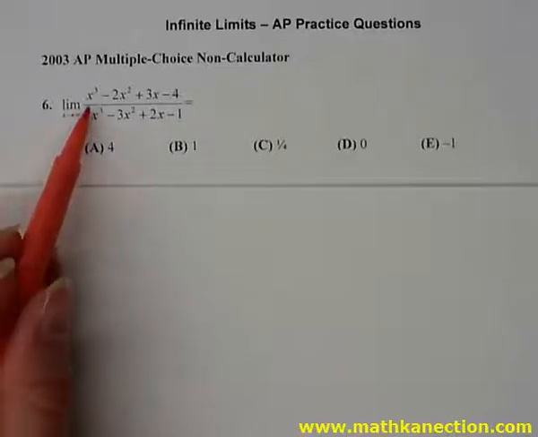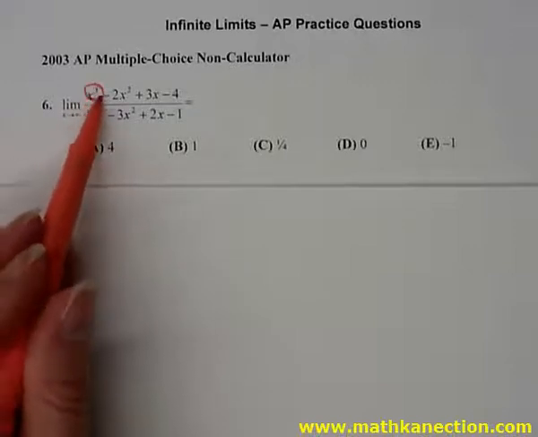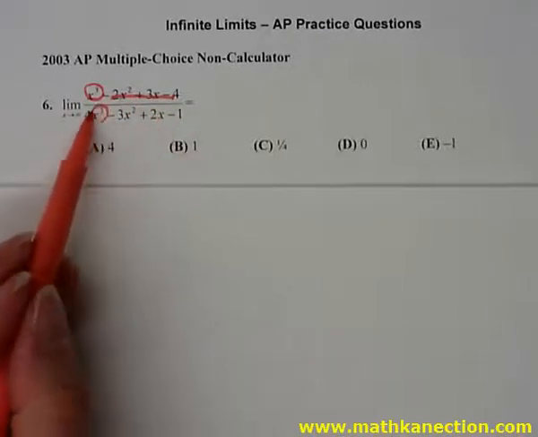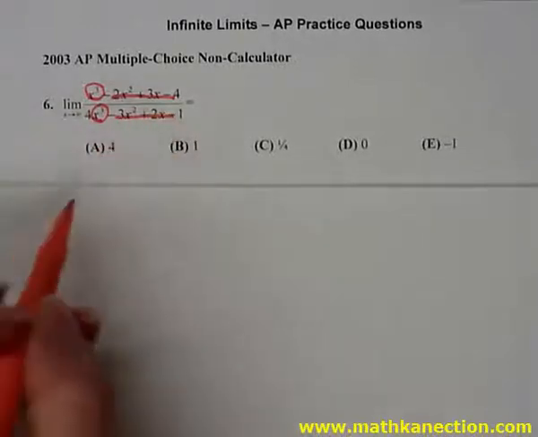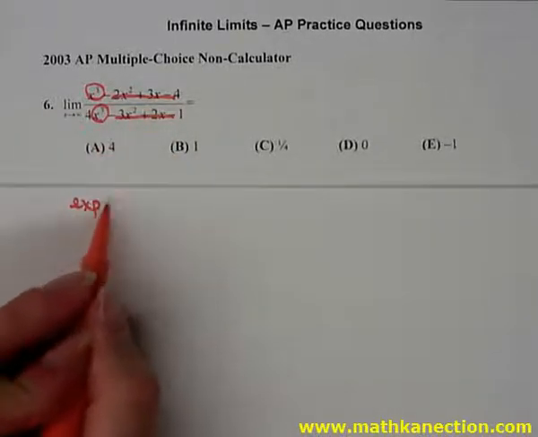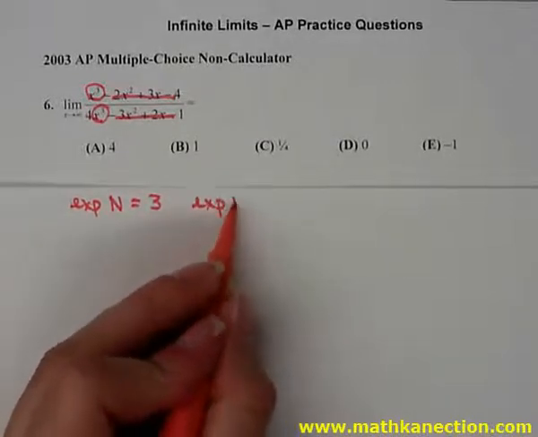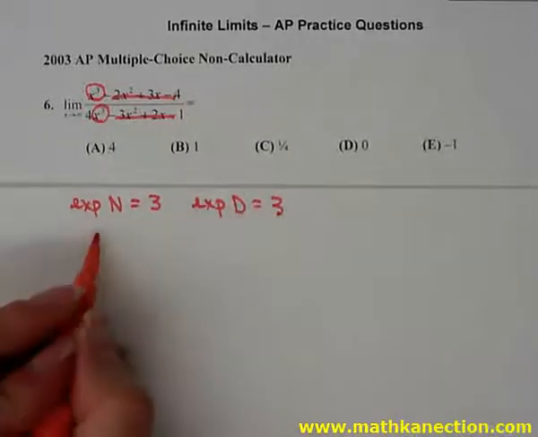So looking at the limit as x approaches infinity, I'm going to take a look at the leading coefficient of the highest term and ignoring all the other terms. Same thing in the denominator. We look at the highest exponent of the numerator, it's equal to 3. And look at the highest exponent of the denominator, it's also equal to 3.